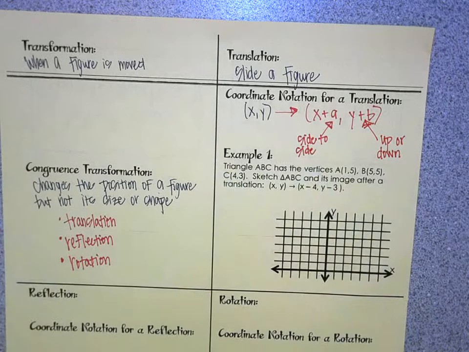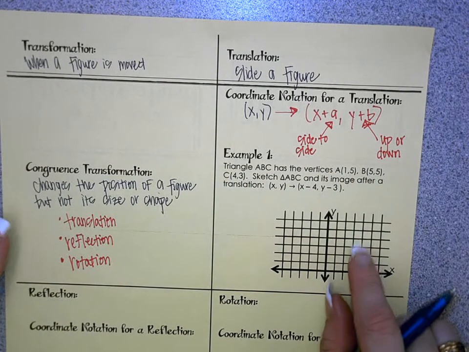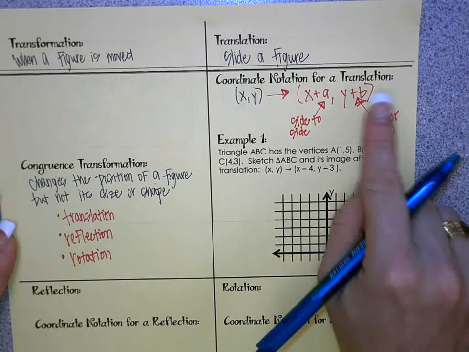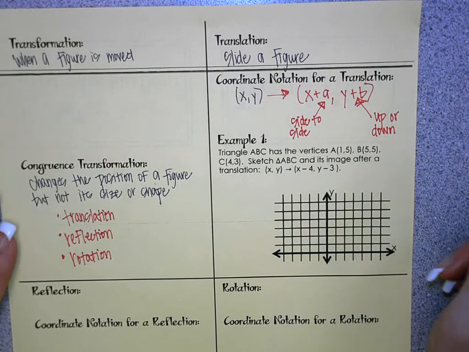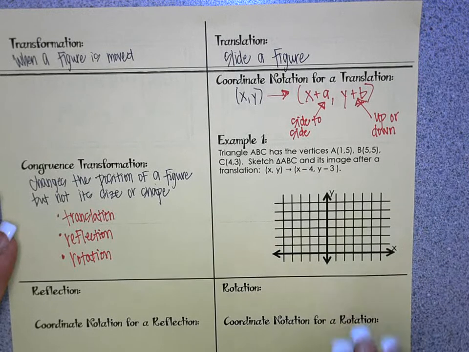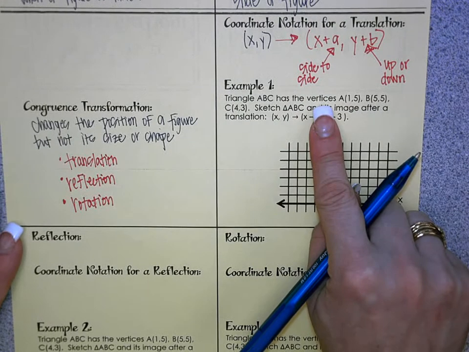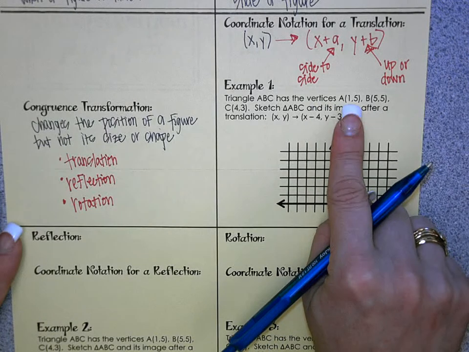And you'll see, hopefully this will make a little bit better sense once we put numbers in here. Okay, so the a portion is the side to side movement. The y plus b portion is the up or down movement. So first thing I want to do is plot these points. Okay, so it says triangle ABC has vertices. Vertices are basically corners.